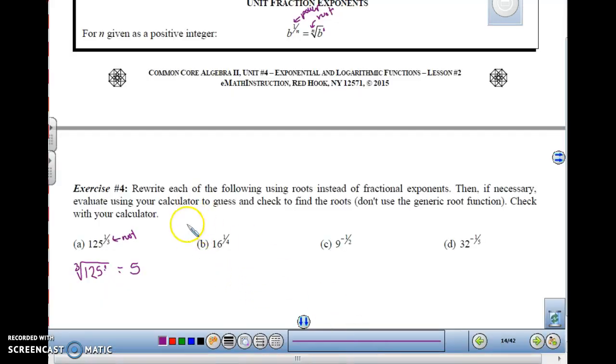All right, 16 to the 1/4 power is actually equivalent to what root of 16? It would be the 4th root of 16, technically to the 1 power. Okay, so the 4th root of 16. What times what times what times what gives you 16? Well, it would be 2.